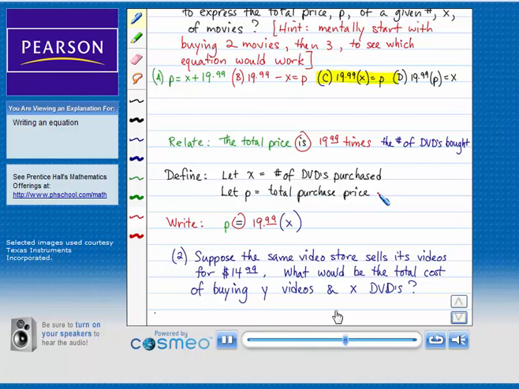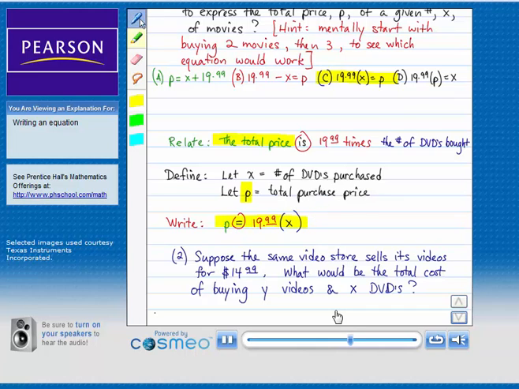Okay? And then what I'm going to do is take what I've related in words above to write it into an algebraic equation. Total price, remember, right here, we used P to represent that. So P equals $19.99 times X. Now I don't need to use the times symbol. I can simply use parentheses for multiplication. Okay? So there's my equation.